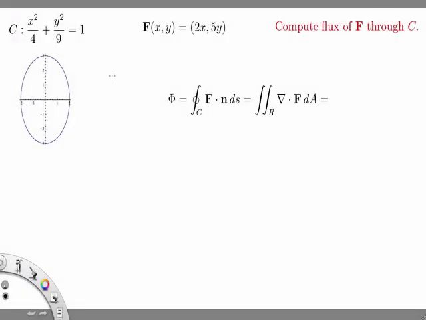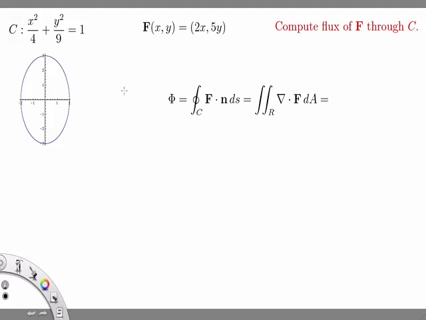We're now going to go through an example of computing a flux integral over a closed curve and using the corresponding version of Green's theorem in this case, which involves the divergence of the vector field F. So the curve in question is the ellipse x squared over 4 plus y squared over 9 equals 1. And the vector field we have is F of (x, y) equals 2x in the first component and 5y in the second component. So a relatively simple vector field. The problem is to compute the flux of F through C.